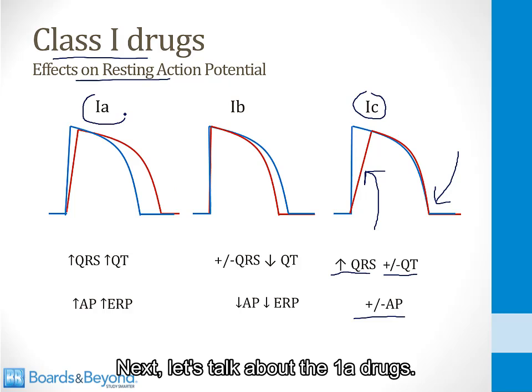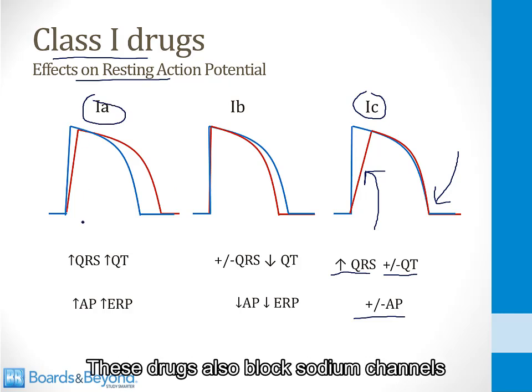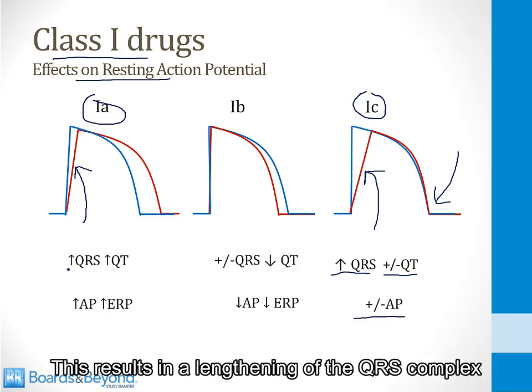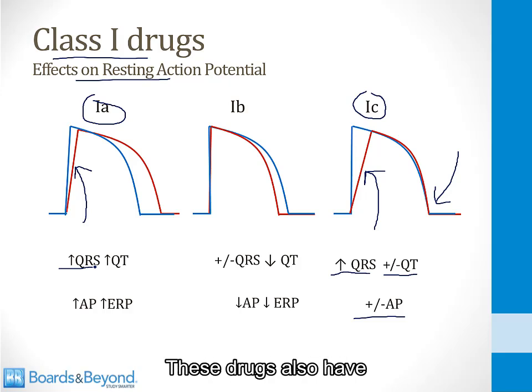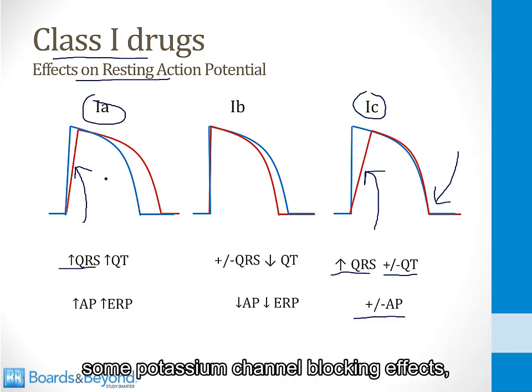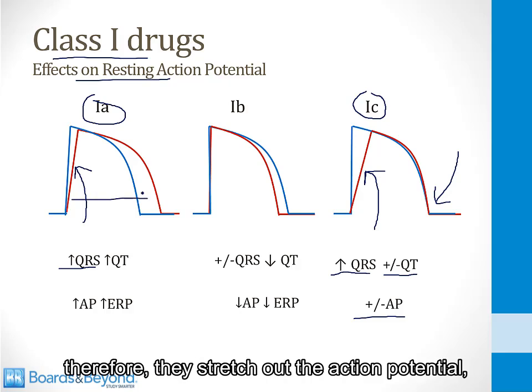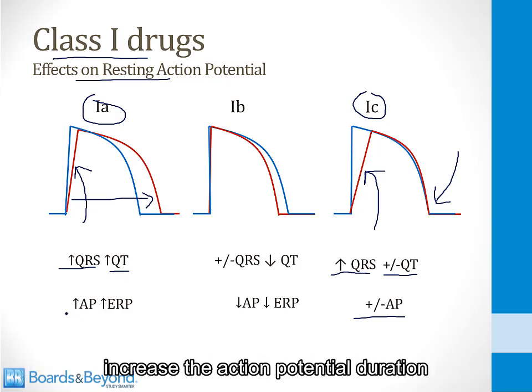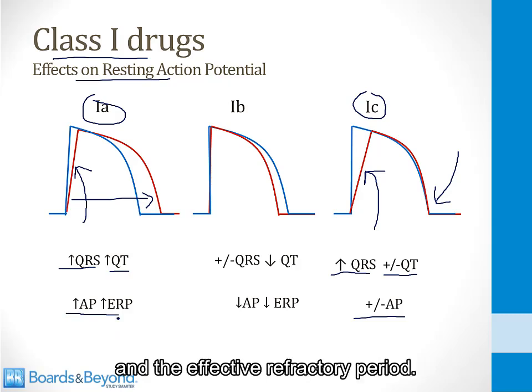Next, let's talk about the 1A drugs. These drugs also block sodium channels and increase the time it takes for phase 0 to occur. This results in a lengthening of the QRS complex on the surface EKG. These drugs also have some potassium channel blocking effects, therefore they stretch out the action potential and that will increase the QT length on the surface EKG. These drugs also therefore increase the action potential duration and the effective refractory period.